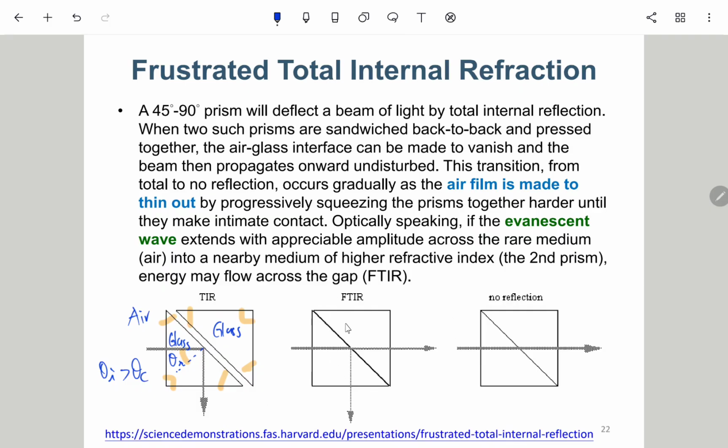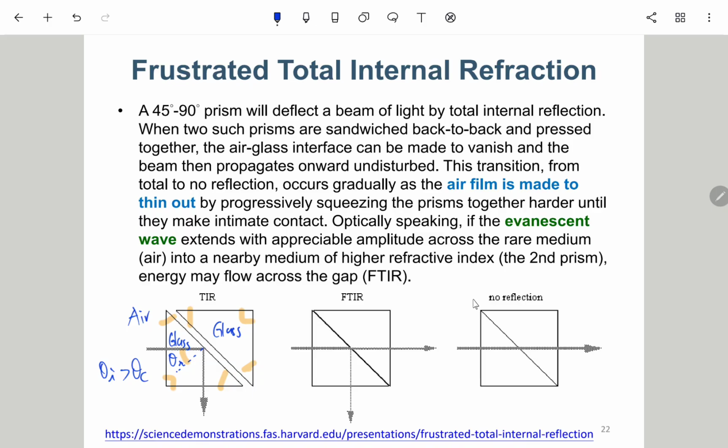And then for the second case, if we place these two touching each other, the two faces touching each other, we suppose that these two surfaces are flat enough so that there won't be any gaps in between.